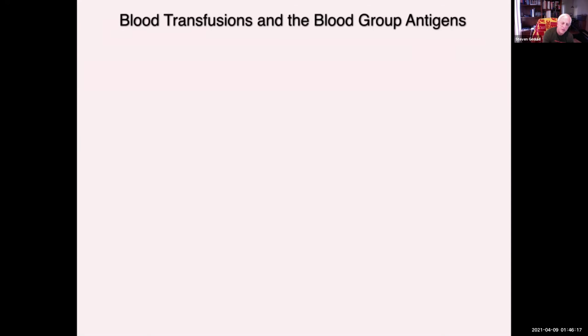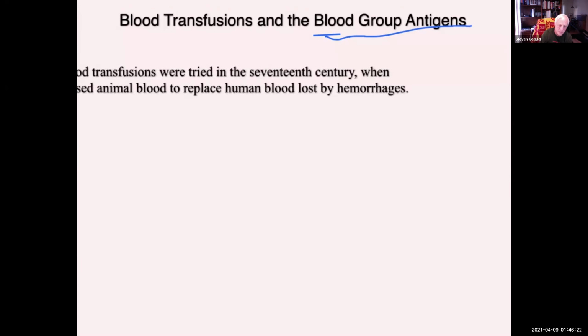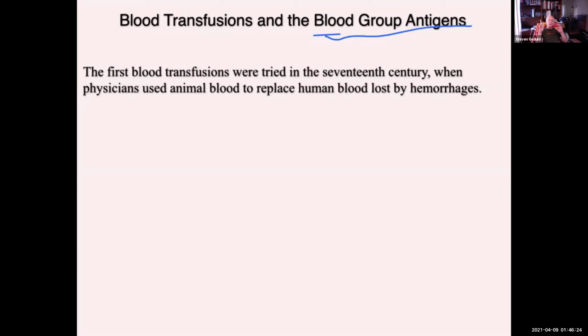So, blood transfusions and these blood group antigens. These are our sugar groups. The sugars we're talking about have important properties in the human body. These determine our blood group antigens. The first blood transfusions were tried in the 17th century. This used animal blood to replace human blood that was lost by hemorrhages.